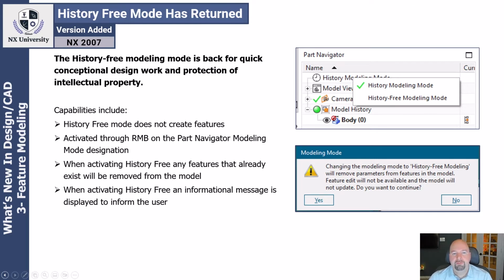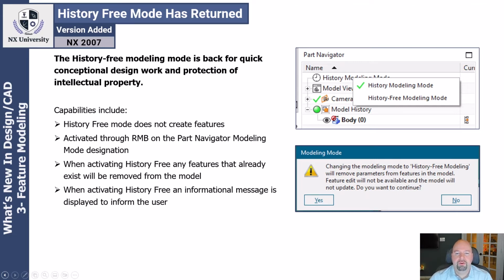They can use a native .prt file format, open that up in NX, but all of the features have been stripped out, so they just have a single dumb body inside of that part file. When you activate history free mode, any features that are already existing inside that part will be removed from the model. Now, when you do activate history free mode, as you create new features inside the part file, it will not be saving features inside the part navigator. You can still use all your standard modeling capabilities, all your different model creation processes, but it's not going to create a feature inside the part navigator.